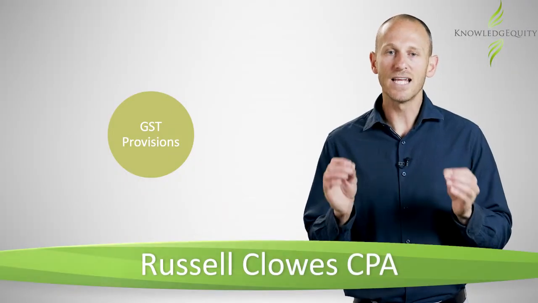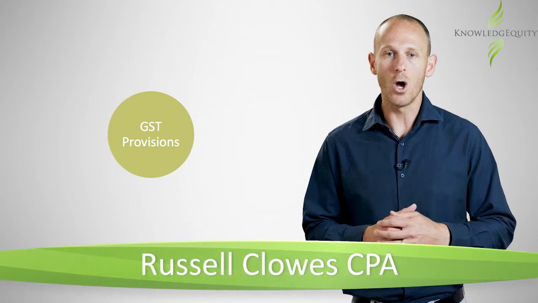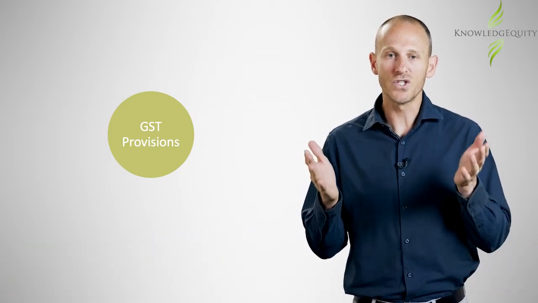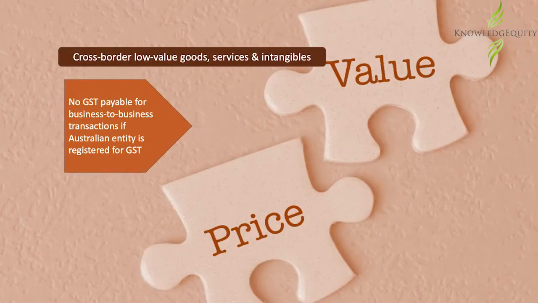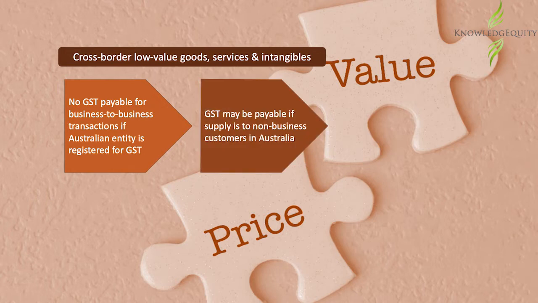The GST legislation contains specific provisions dealing with situations where an overseas entity provides goods and services to Australian customers. These provisions cover the supply of low-value goods, the supply of intangibles and services to enterprises, as well as the supply of intangibles and services to consumers. GST is not generally levied on cross-border business-to-business transactions, where an overseas business sells low-value goods, services and intangibles to a GST-registered Australian entity. However, the overseas business may be subject to GST to the extent they supply to non-business customers in Australia.